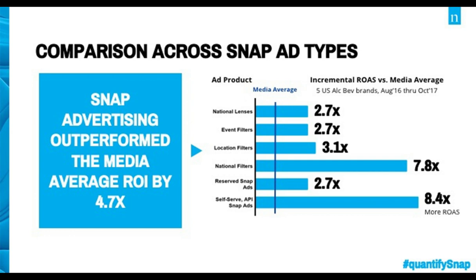But this is not to say that you should just do those two at 8 times. There's really a place for each of them. It really depends on what your objective is. National lenses or national filters are meant not necessarily for short-term sales driving, but more for awareness and reach. So you really want to use the ad type that aligns to your overall business objective for that particular campaign.